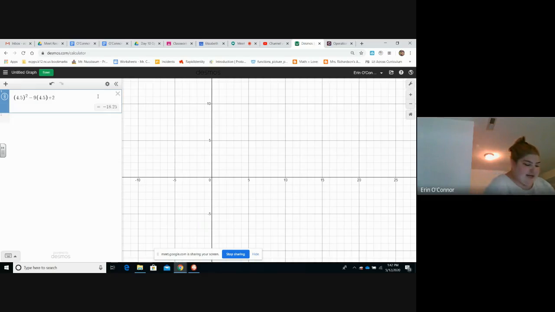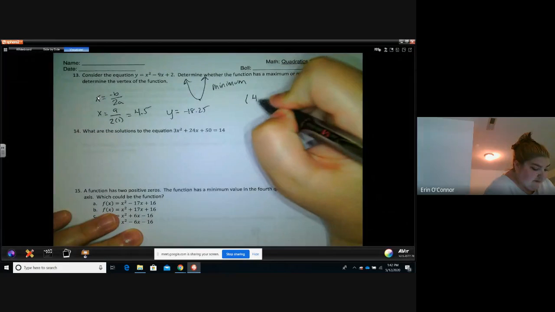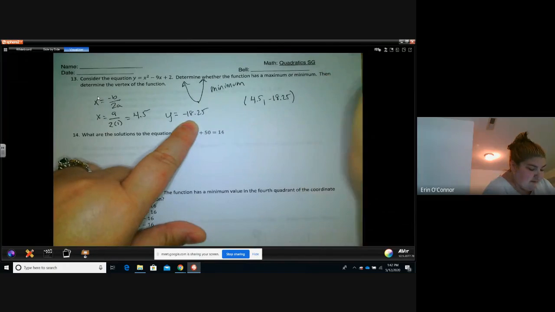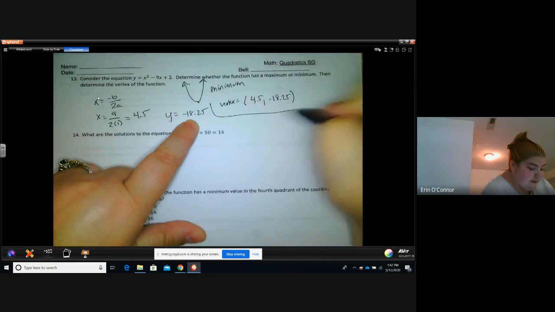Now I get -18.25. Now if I'm going to write this as a vertex, I'm going to write it as 4.5 because that's my x, and then my y is -18.25. So I'm going to write that, and then this is my vertex.